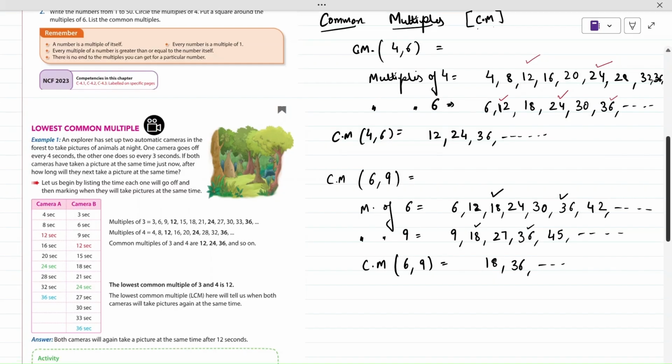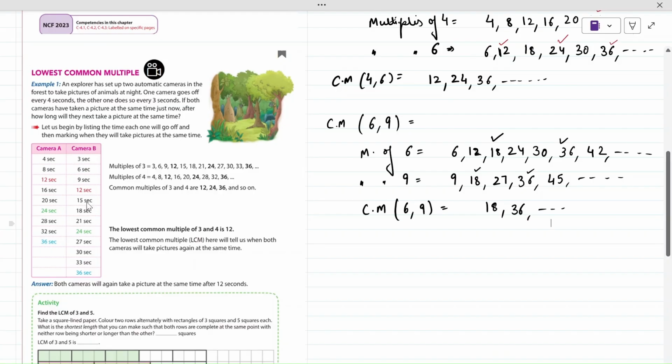Now, next we have a concept of LCM, which is called the lowest common multiple. So what we have to do here, same thing. First, we have to find the multiples, then we have to find the common multiples. And once we find out what the common multiples are, the next step is to find the LCM, that is the least, or you can also call it the lowest common multiple.